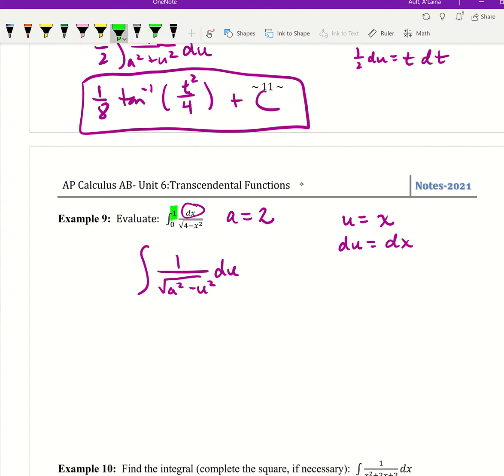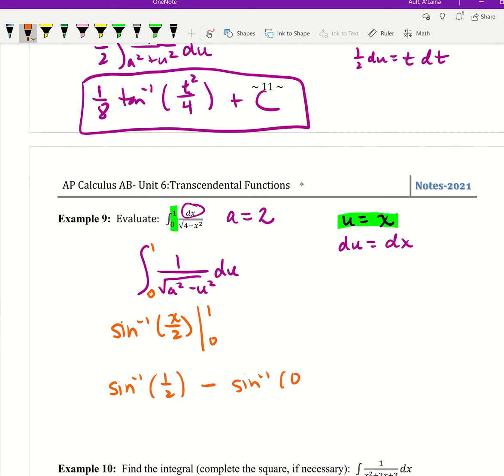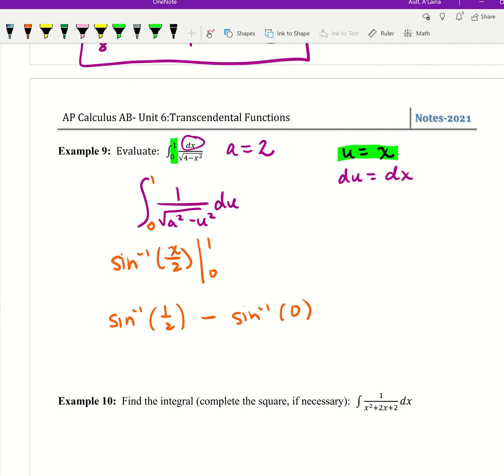Now, I should think about the limits. The limits would need to change to match my u substitution. However, u and x are the same. So in this particular instance, they don't change, but you should always consider if they would. This would then result in the inverse sine of u over a. And that's being evaluated, since it's a definite integral, at 1 and 0. So this is the inverse sine of 1/2 minus the inverse sine of 0 over 2, or 0. The inverse sine of 1/2.